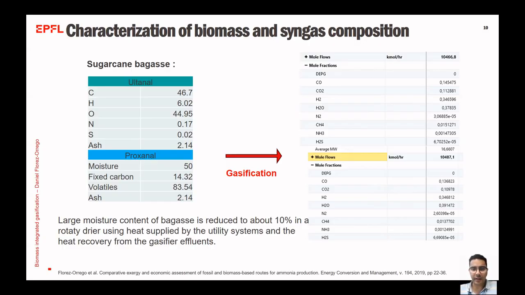As you can see here on the right, the composition of the syngas can be 30% of carbon monoxide, 10% of carbon dioxide, 34% of hydrogen, almost 40% of water, some traces of nitrogen, hydrogen sulfide, and ammonia, and there is a certain amount of methane. It's important to see that the quantity of nitrogen included in the syngas is very low, thanks to the utilization of the dual bed gasifier that we have described in the previous slides.